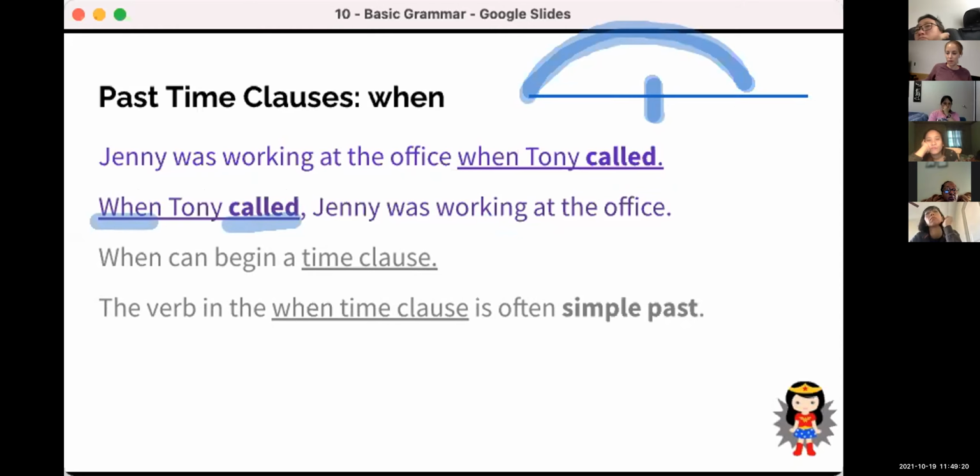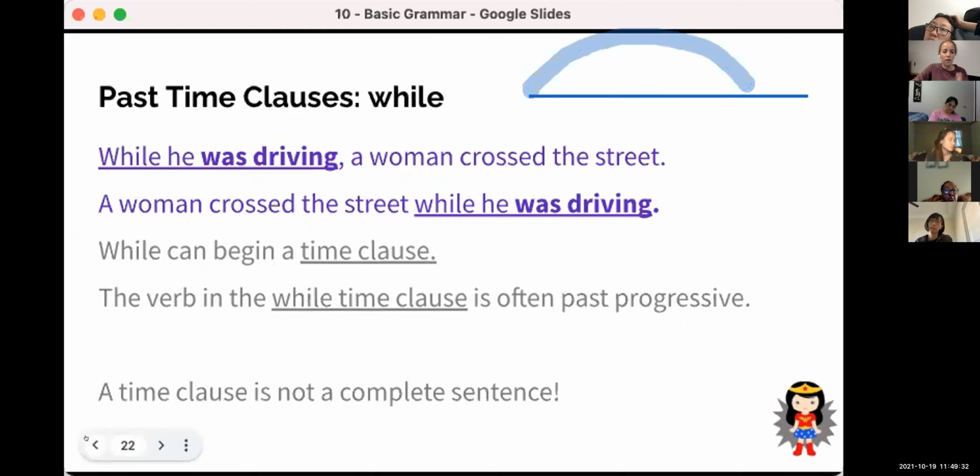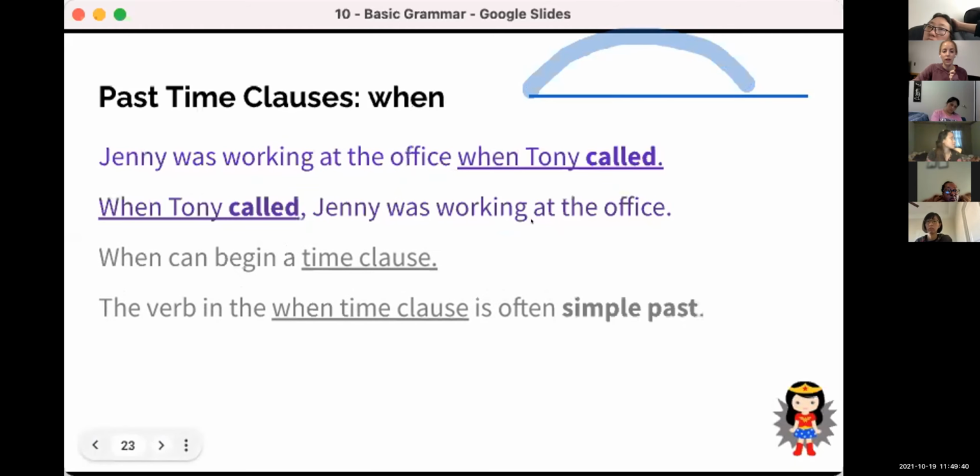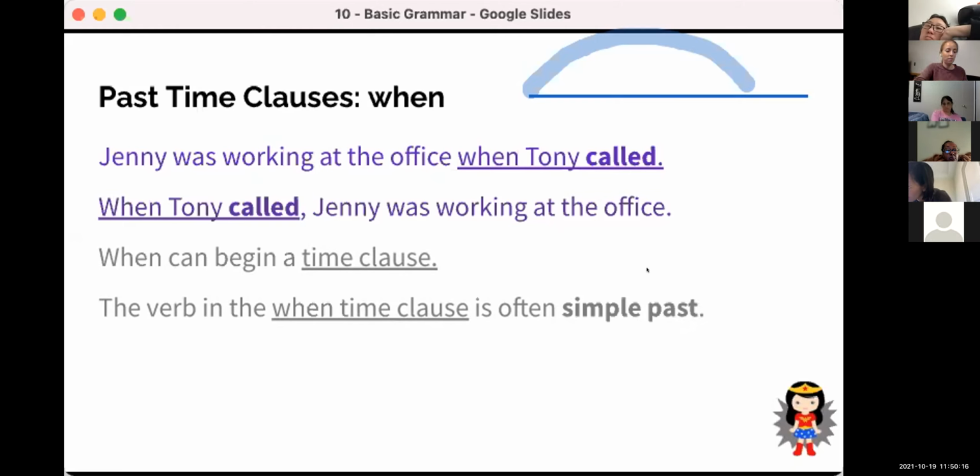Lisa, when and while is not clear. Can you make it more clear? Okay. We use while in the sentence with the time clause with the progressive verb, while he was driving. And we use when with the simple past, when Tony called. Using when and while allows us to talk about two events, both from the past, so we know more information about the time of these two events. These two things are connected to each other. One of them is continuous, and one of them either interrupts or happens at the same time.